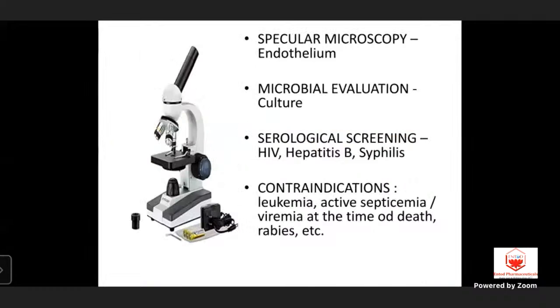Yeah, they also do specular microscopy for endothelium, microbial evaluation to see if there's any organism, and they do culture of that organism. Then serological screening for HIV, hepatitis B, syphilis. But contraindications, when the cornea should not be transplanted, are leukemia, active septicemia, or viremia at the time of death, and rabies.